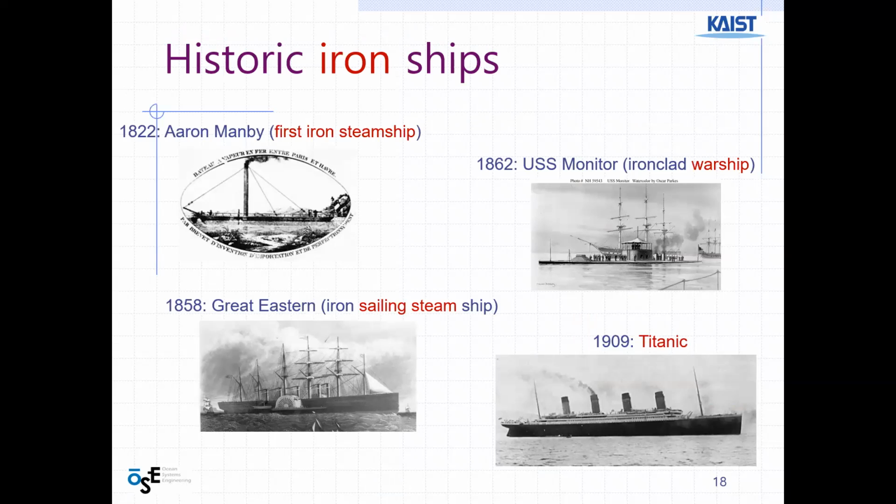So first iron steamships. Iron is different from steel, but anyway, it's a kind of steel or steel ore. They first used iron to build the ship, and also there is a steam engine there. And the Great Eastern sailing steamship, with sails and a steam engine together, so they wanted to move faster. And the US Navy, this is a warship.